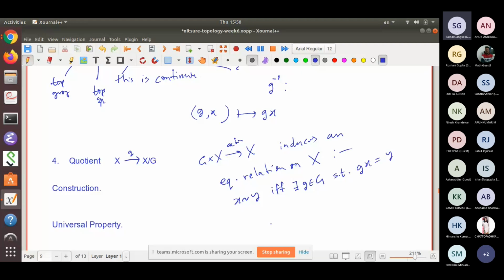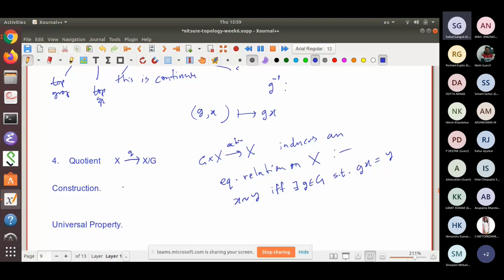Now you check, why is this reflexive? Because e times x is x, therefore everything is equivalent to itself. Why is it symmetric? If g times x is y, then g inverse times y is x, and so it's symmetric. Why is it transitive? Because of group multiplication.